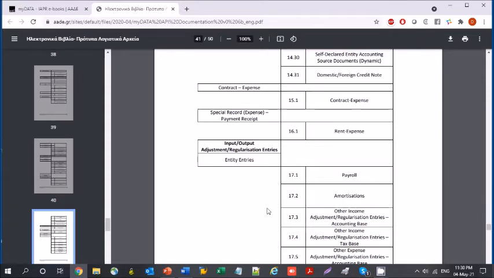MyData invoice type is generally determined by the SAP document type, the country of the counterpart, customer or vendor, and the Hellenization print as codes. SAP document types are determined using transaction OBA7.